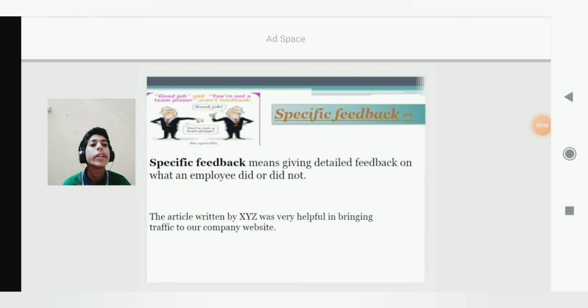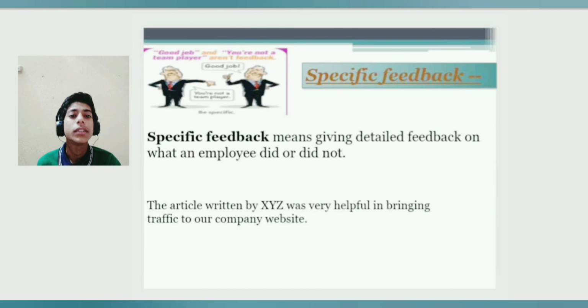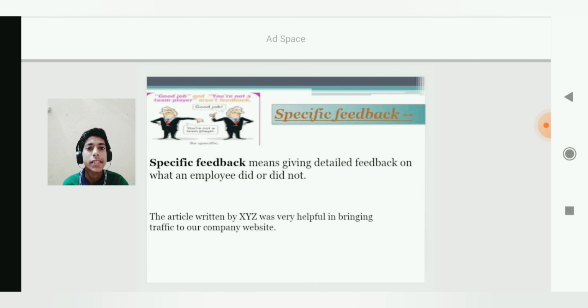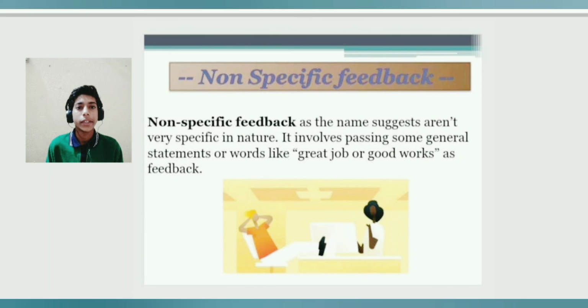Now let's talk about specific feedback. Specific feedback means giving detailed feedback on what an employee did or did not do. The article written by XYZ was very helpful in bringing traffic to our country. This is an example of specific feedback. Last topic, non-specific feedback. As the name suggests, it involves general statements or words like great job, good job, giving us the feedback.